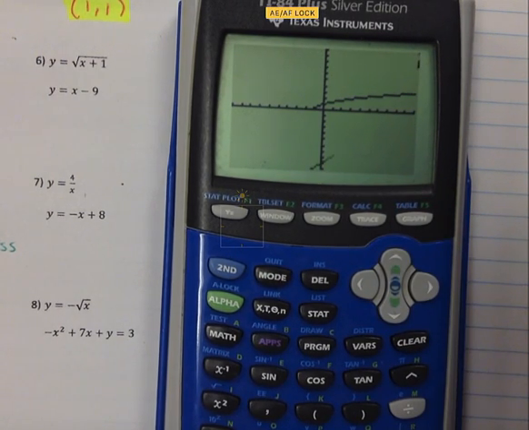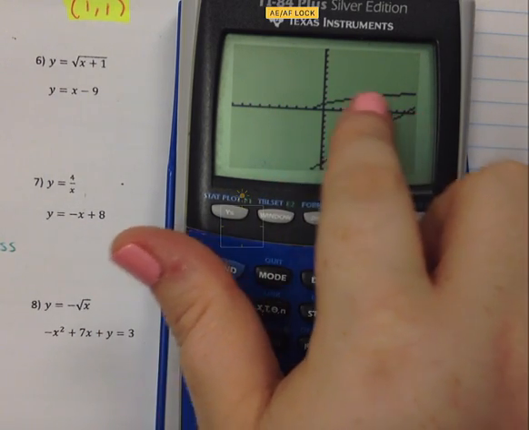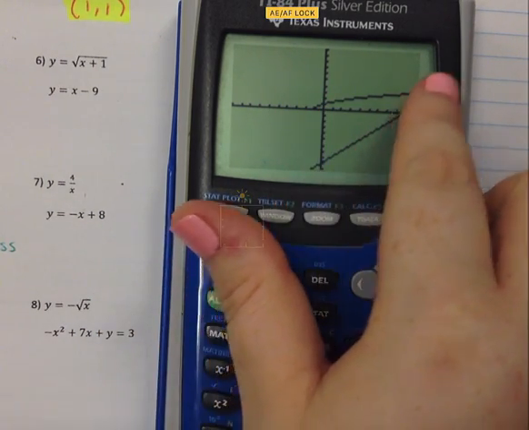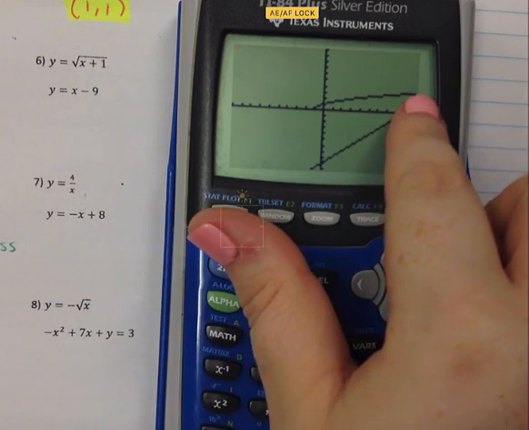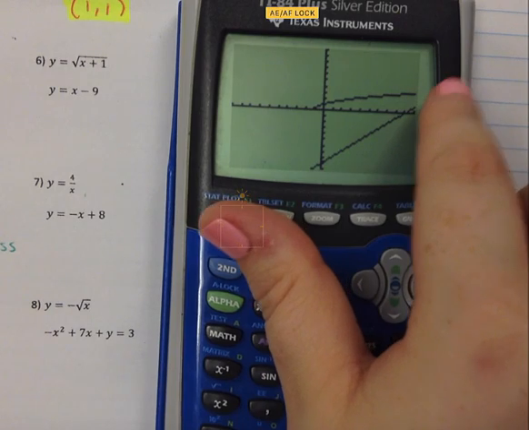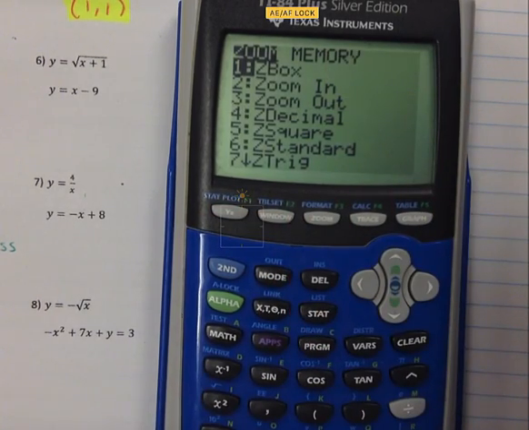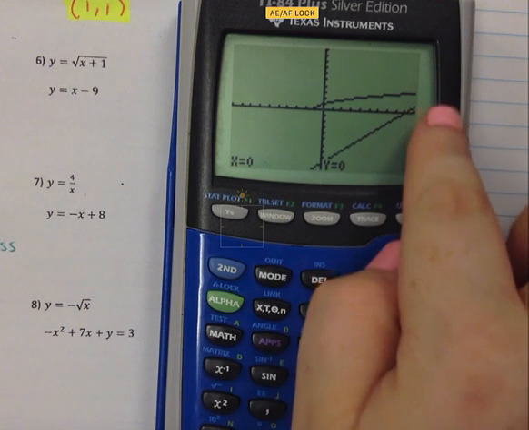There's the radical. And there's the line. Now, right now, it doesn't look like they're crossing. But we know that lines go on forever. So if a line kept going, it would end up crossing that radical somewhere over in here. Let's zoom out of that so we can see it. So zoom 3. Now actually I can see that it's going to cross somewhere over here.